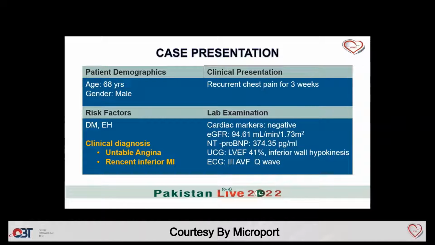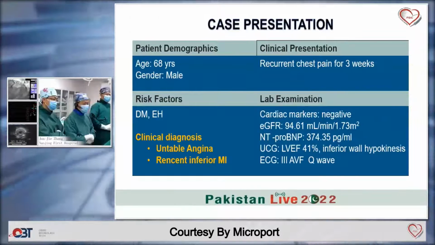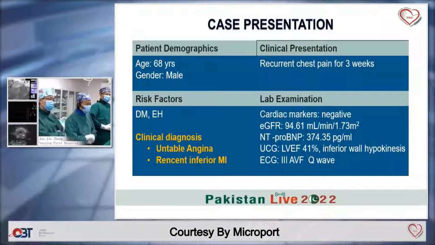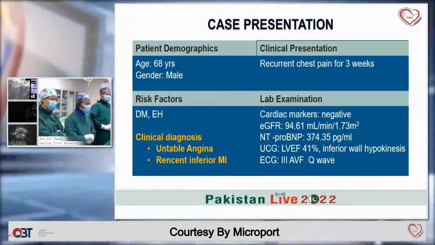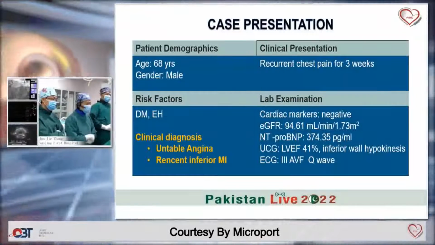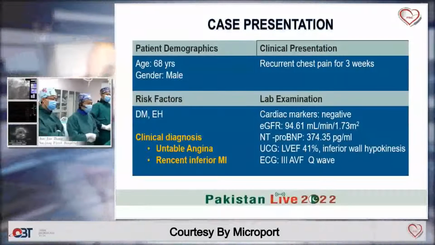The patient had diabetes and hypertension. After admission to our hospital, the laboratory test showed cardiac markers and activity, the eGFR is nearly normal, and BNP is normal. The UCG shows ejection fraction 41% and inferior wall hypokinesis, and ECG shows inferior wall myocardial infarction. The clinical diagnosis is unstable angina and recent inferior myocardial infarction.